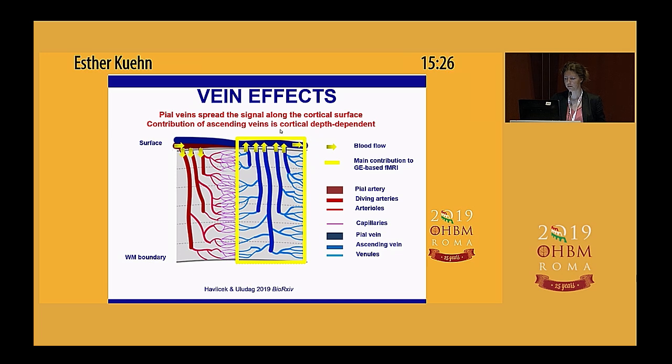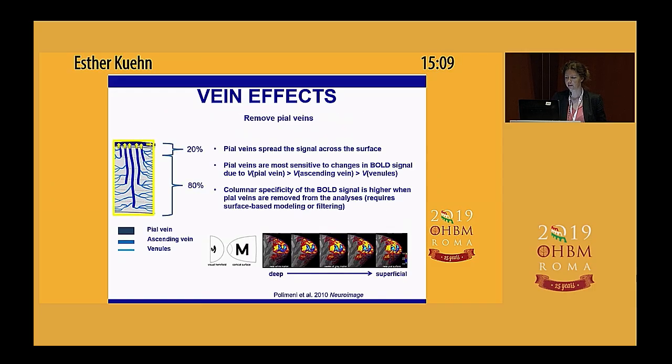A second problem is that you have those pial veins that spread across the cortical surface, and they spread your signal around a lot, superficially and perpendicular to the cortical surface, and it can also make your BOLD signal very, very imprecise. And there are actually a couple of technologies that are trying to correct for those kinds of problems.